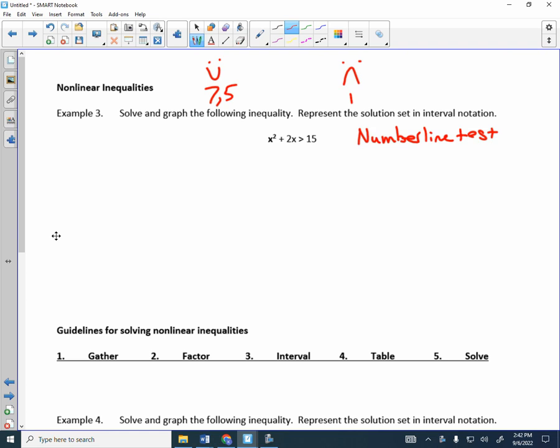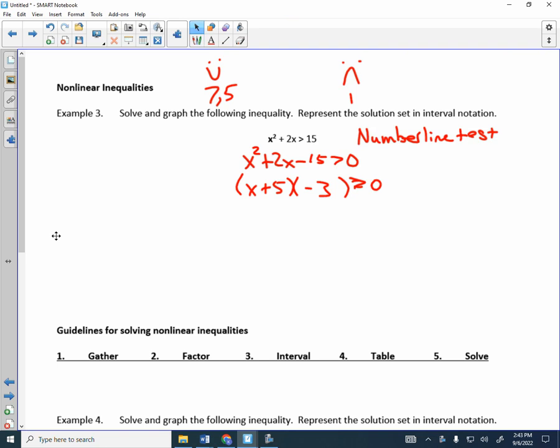I'm going to subtract the 15 over and get x squared plus 2x minus 15 is greater than 0. And I'm going to factor it. It factors to what? x plus 5 times x minus 3. So what are the numbers that make 0 then? Negative 5 and positive 3. So I'm going to go to my number line and I'm going to write down negative 5 and positive 3. Those are the numbers that give me 0.